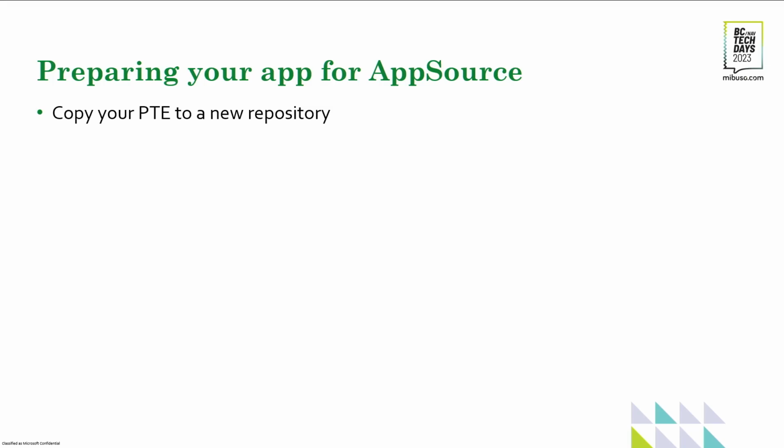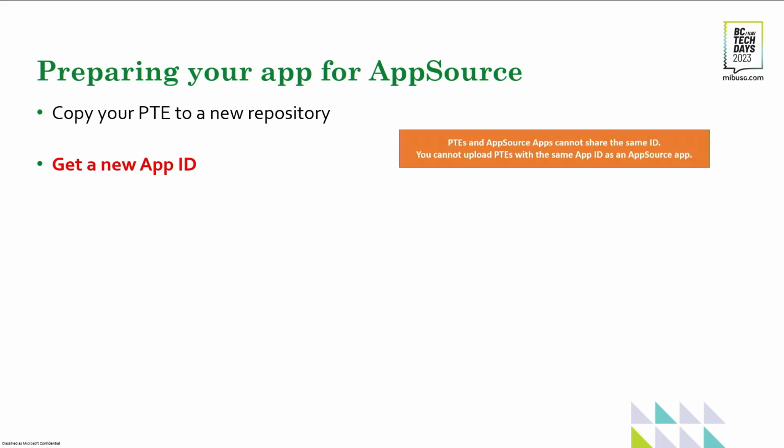The first thing that you might be doing is setting up a new source control repository for your app so that everything is there. But then we'll ask you to get a new app ID. And this comes from some limitations in the service. Currently, PTEs and AppSource apps cannot share the same app ID. As soon as you upload an AppSource app with that app ID, PTEs using the same app ID cannot be uploaded anymore.